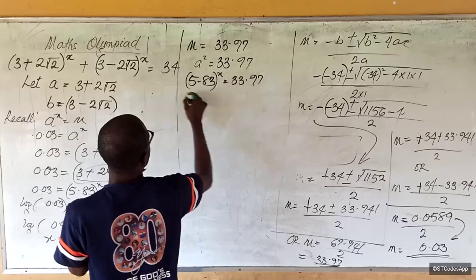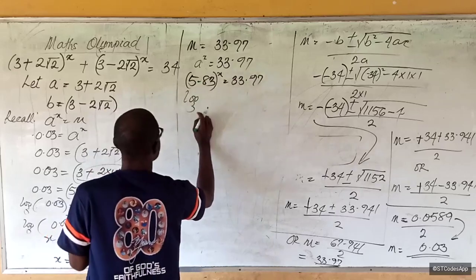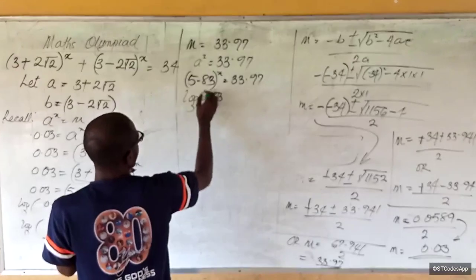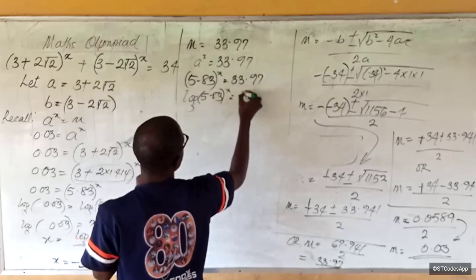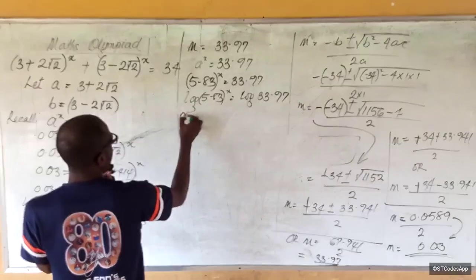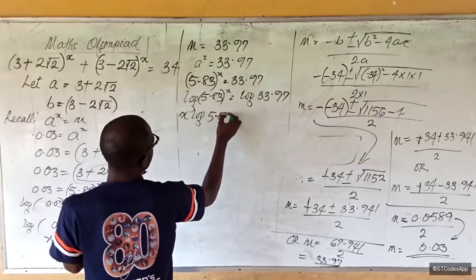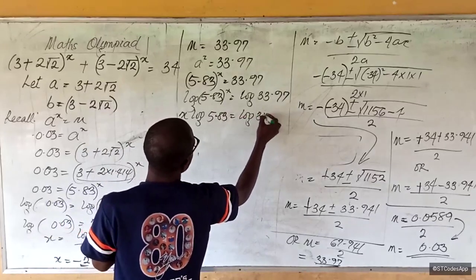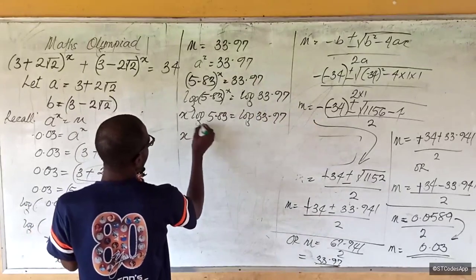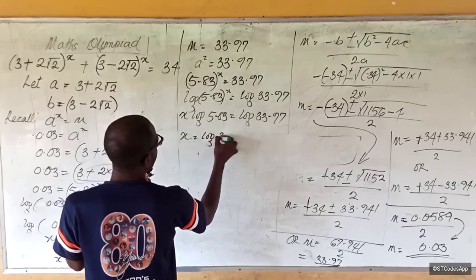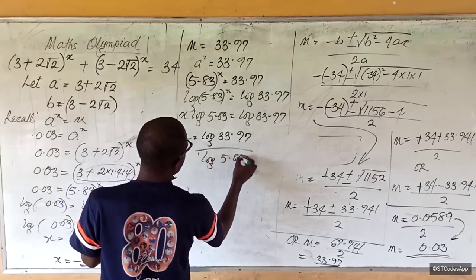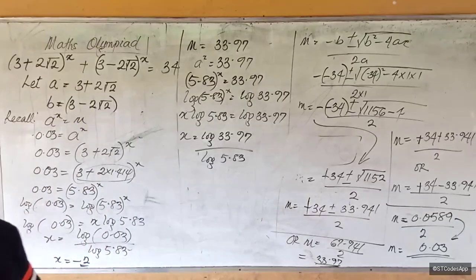33.97. So, using the same approach, the log of 5.83 raised to X is equal to the log of 33.97. So this becomes X log 5.83 is equal to log 33.97. So from here we can divide both sides by this guy. So we have log of 33.97 over log of 5.83. All right, so let's see what that gives us.